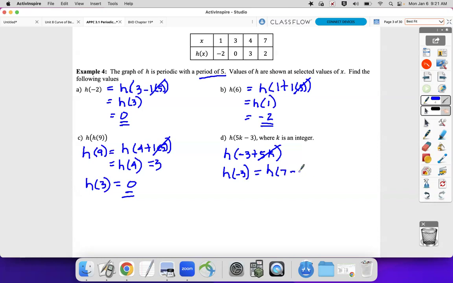minus 2 periods of 5. 2 periods of 5 will give us 10, and that's a -10. So 7 minus 10 is h of -3, but we're going to scratch out the 2 periods of 5 and say we see in our chart that h of 7 is 2. Okay, moving on.